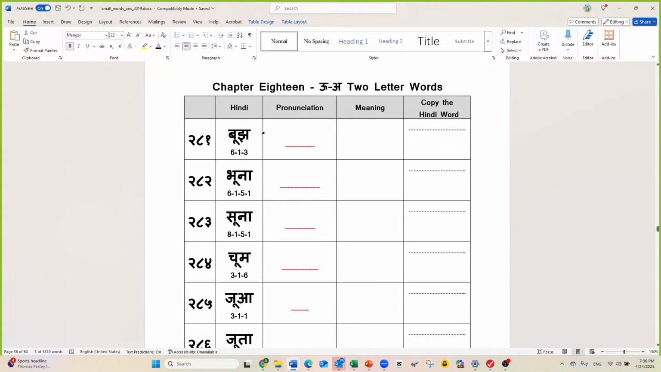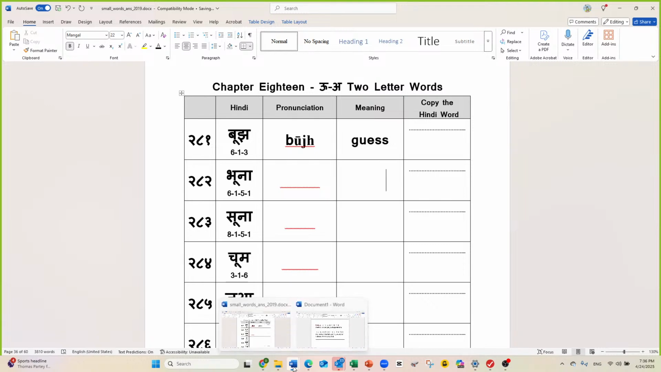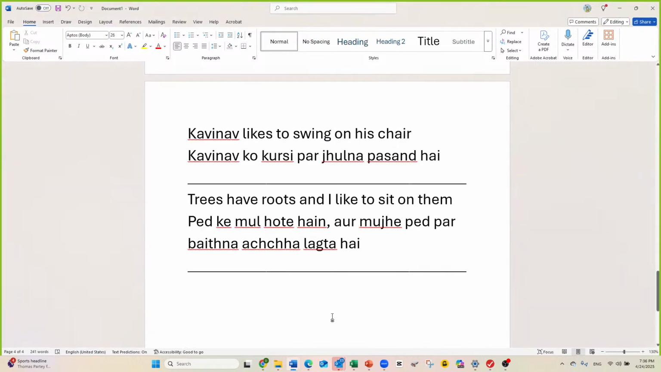Give me the next word. बूझ. Bujh. Bujh is to guess. Okay, give me a sentence with the word guess. You have to guess the animal. So you have to guess what? Name of the animal, right? Correct.